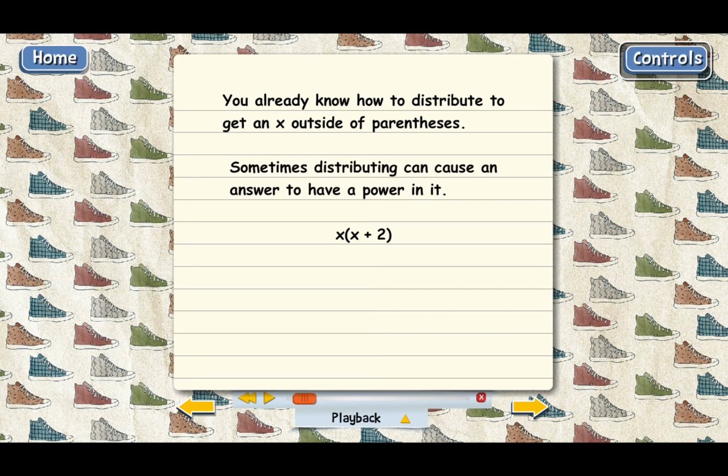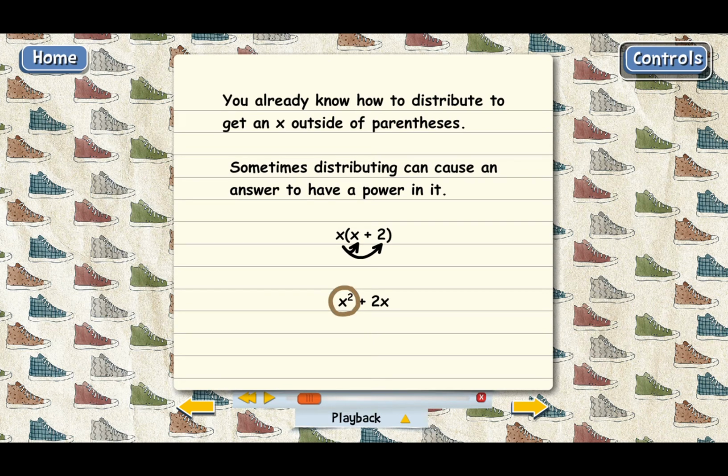See, here's x times the quantity x plus 2, and let's distribute this. What's x times x? Right. What about x times 2? That's right. And see, we end up with x squared plus 2x, which has a power in it.